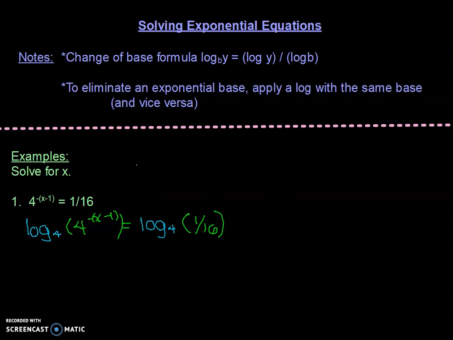From here, a log base with an exponential base of the same value will get rid of each other, and that will leave you with negative, and in parentheses, x minus 1. Now, it's no longer an exponent because you no longer have a base. And from here, we're going to drop down the right side.